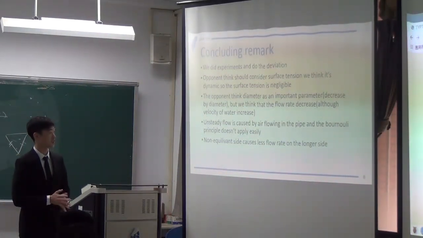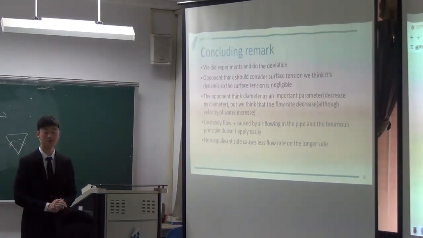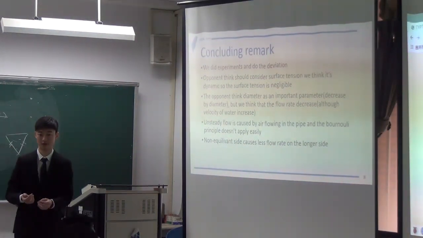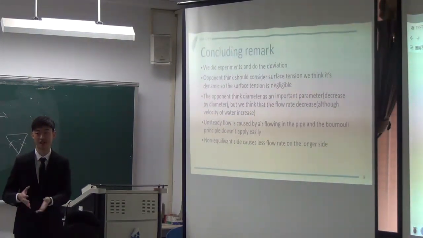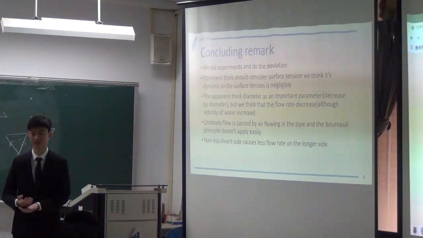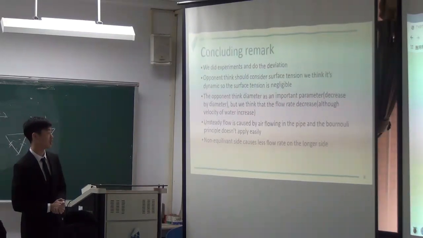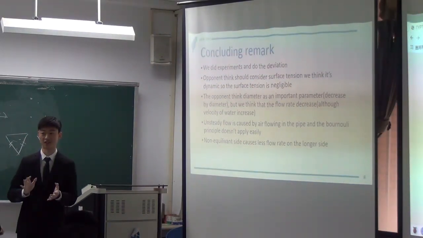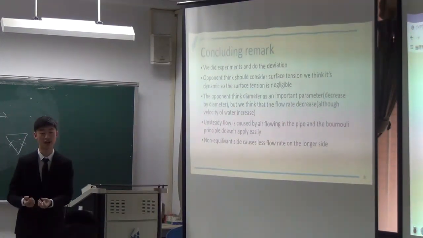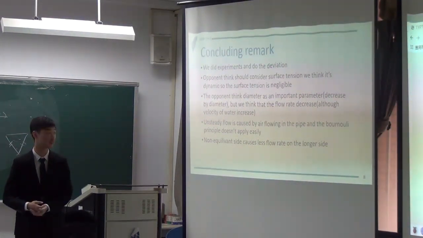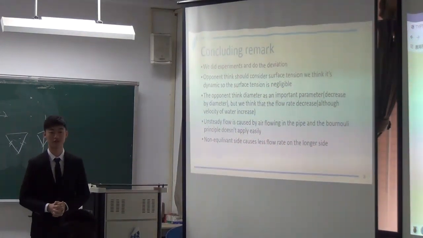Next, the unsteady flow is caused by air flowing in the pipe, and we think that the Bernoulli principle cannot be applied easily, since we have air flowing in at the bottom of the straw, and the mass flowing in and flowing out can't be calculated so easily. So we don't think it can be applied. And next, for the reviewer's question, we think that when the two pumping straws are not the same length, it causes less flow rate on the longer side. That is the concluding remarks of the report.